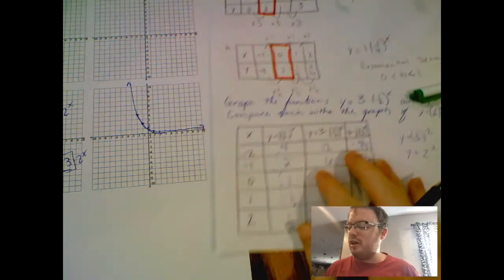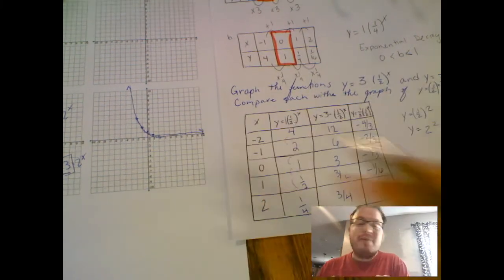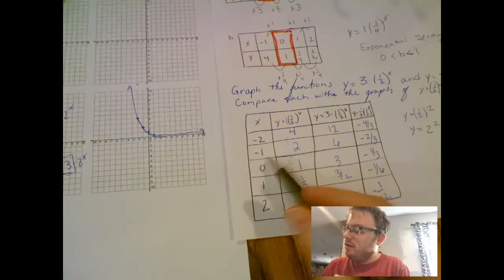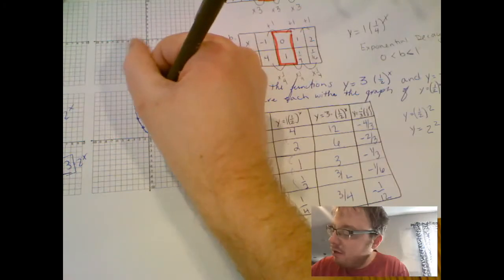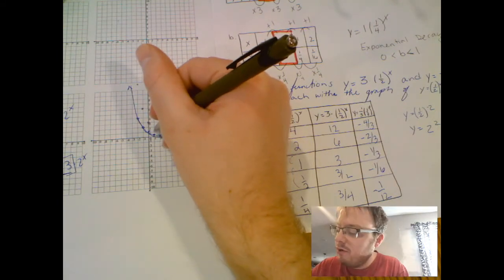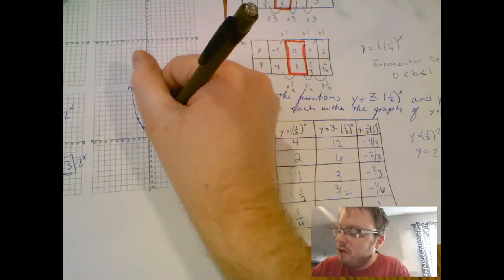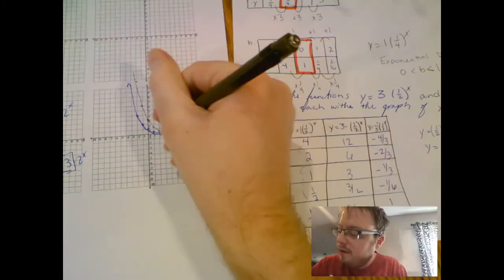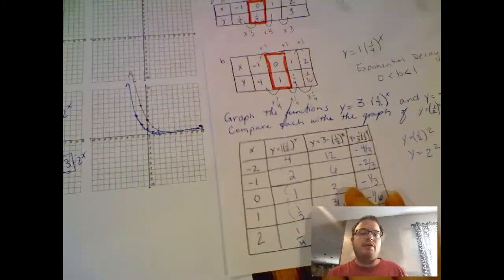Next graph here. If I do negative 2, 12. So again, this is going to be one that I'm not going to be able to graph on here, but negative 2, 12 is going to be roughly right here. Negative 1, 6, 0, 3, 1, 3 halves, and then last but not least, 2, 3 fourths. So here we go. That would be this middle function.